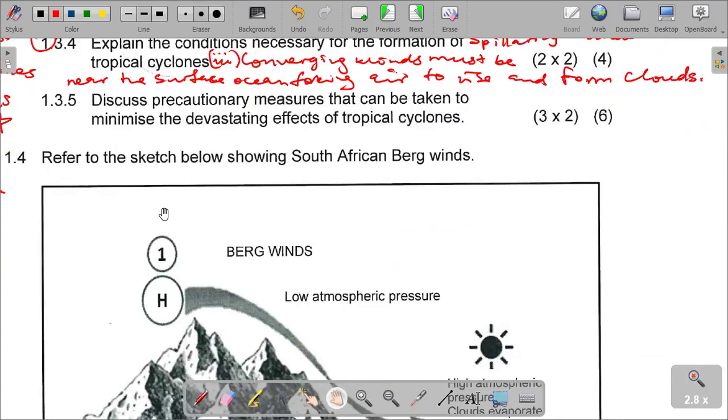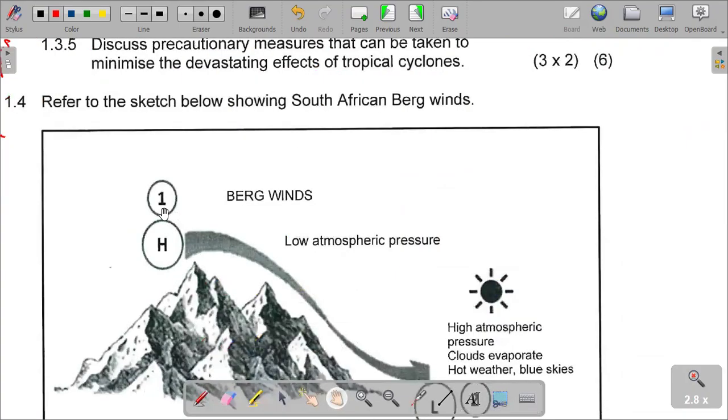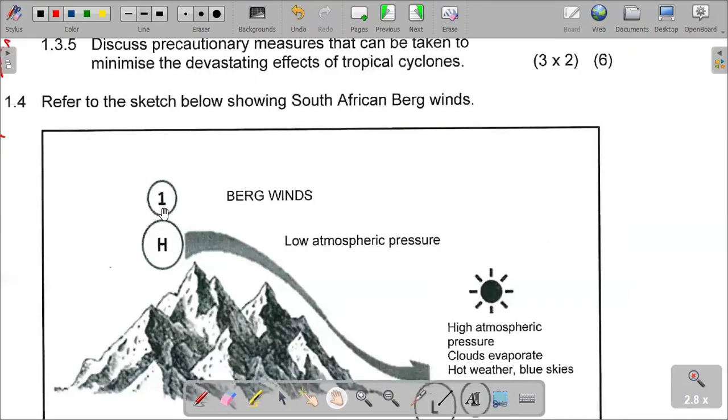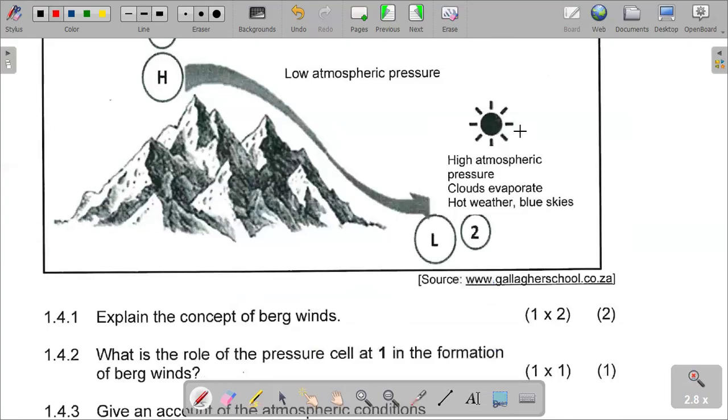Refer to the sketch below showing South African berg winds. Also, class, refer to this one from the notes on the channel. I have a presentation on berg winds also on the channel. Just check on it again for more details and information. So the question is saying, explain the concept of berg winds. 1.1.4.